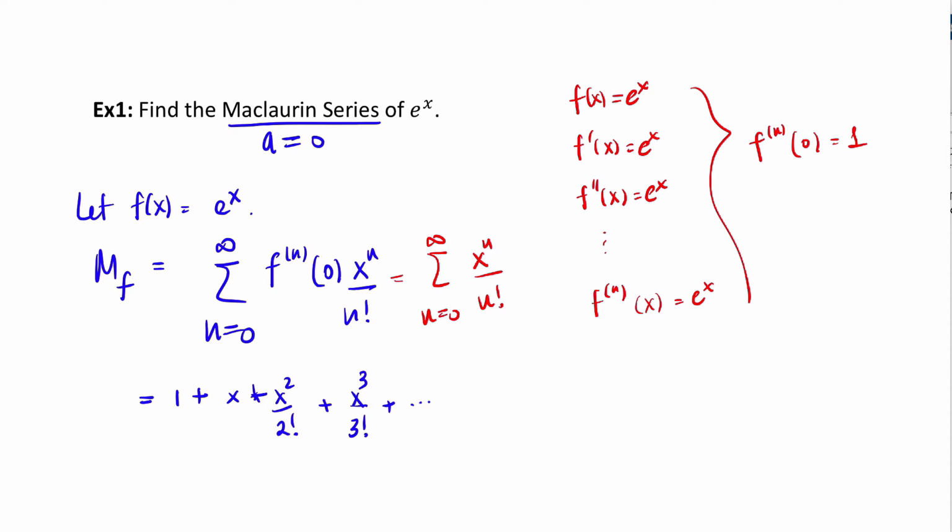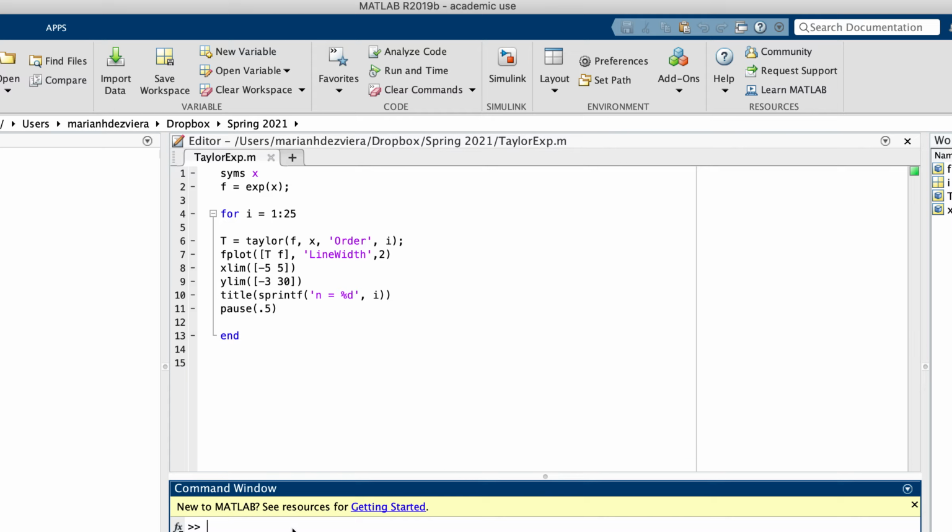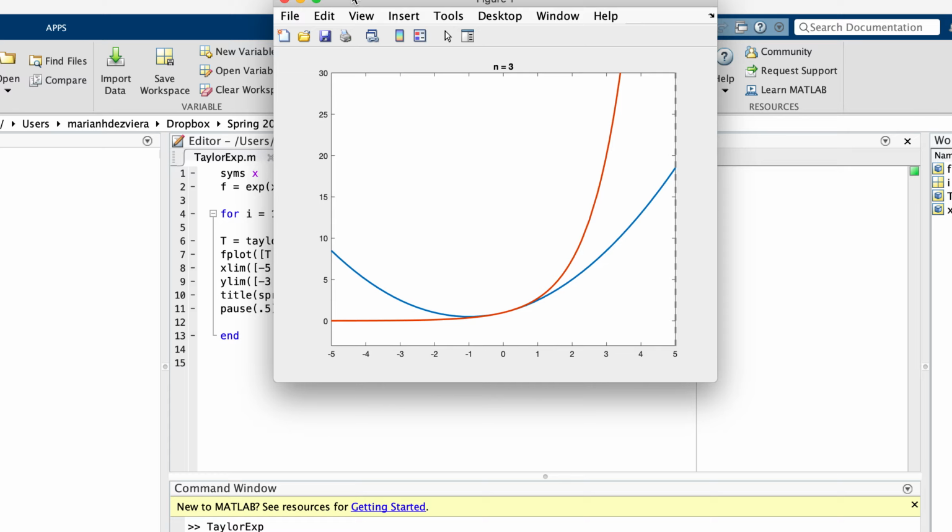Now, let me show you something real quick. I wrote a little code here in MATLAB, and it goes over the Maclaurin expansion of e to the x, taking a different number of terms. Let's see, I'm going to run it here. I'm going to type Taylor x, and it should be running somewhere in the background. There it is. This is for n equals 3, n equals 4, n equals 5, n equals 6, meaning that's the number of terms I'm taking. So the more terms I take, the better the approximation looks. Now, what you have to understand is that I am writing the power series.